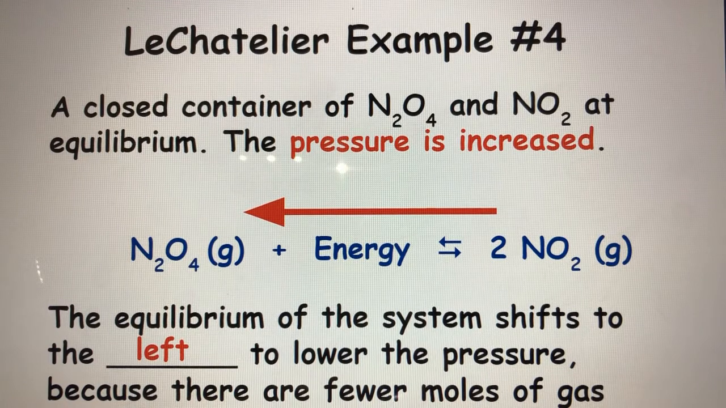The opposite of that: if pressure decreases, and you may want to write these two things down. If pressure increases, equilibrium will shift to the side with less moles of gas. Less moles of gas. When pressure is decreased, when pressure goes down, equilibrium will shift to the side with more moles of gas. More moles of gas.